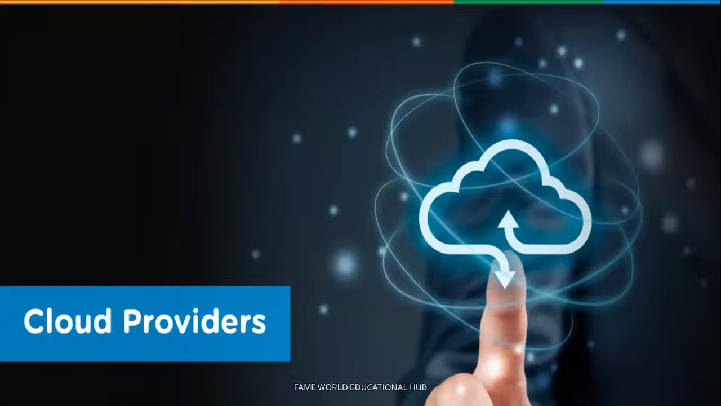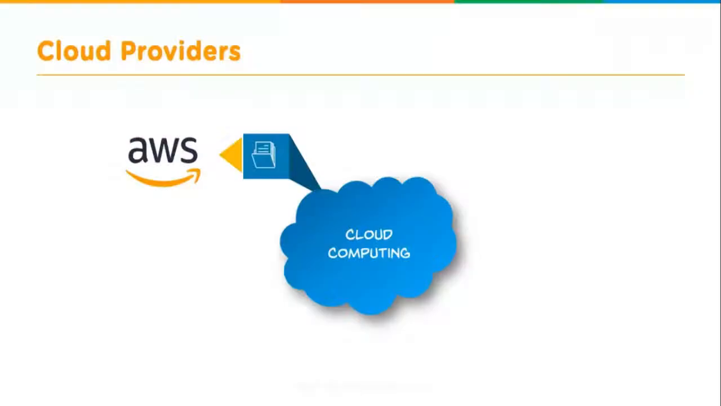So let's talk about the different cloud providers. Amazon Web Service, that is AWS, is a cloud computing service provided by Amazon. It provides a mix of infrastructure as a service, that is IaaS, platform as a service, that is PaaS, and packaged software as a service, that is called SaaS offering.